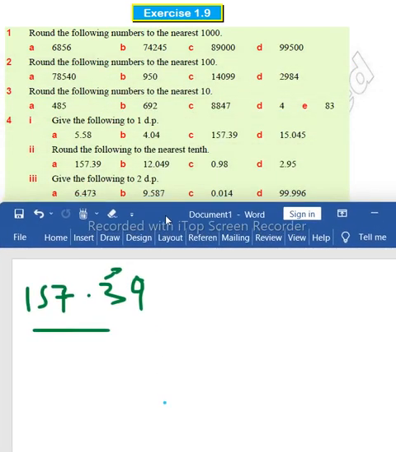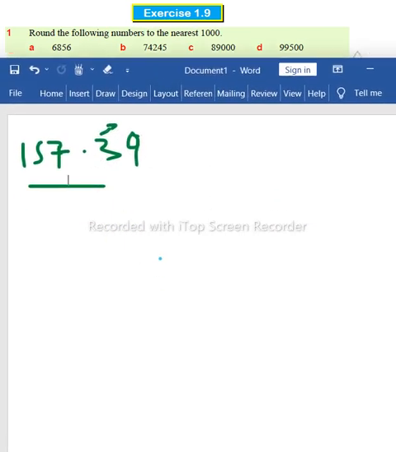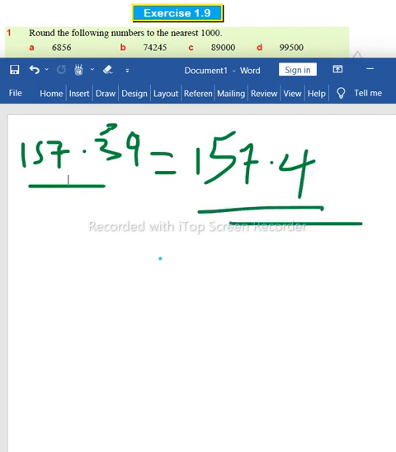So the question we asked is: round the following to the nearest tens. So this is tens. As we see, next to 3 is 9, so we have to add 1 onto 3 by making this 0. So we have 157.4. This is after rounding to the nearest tens. This is the final answer for letter A.